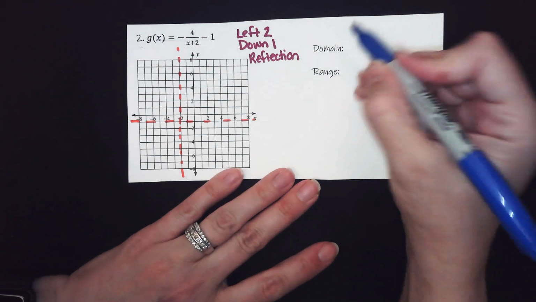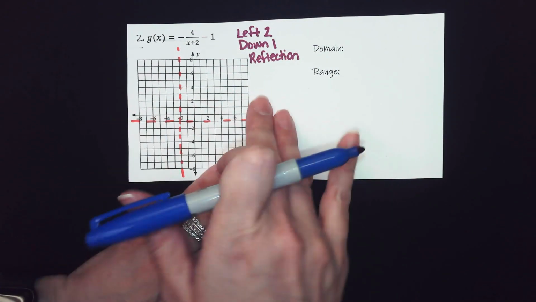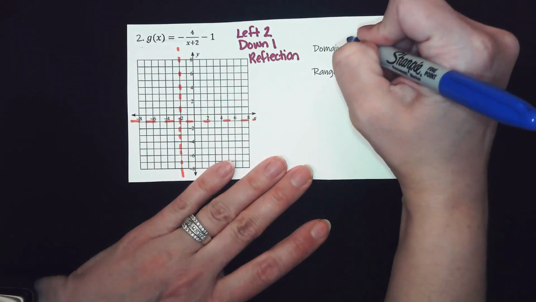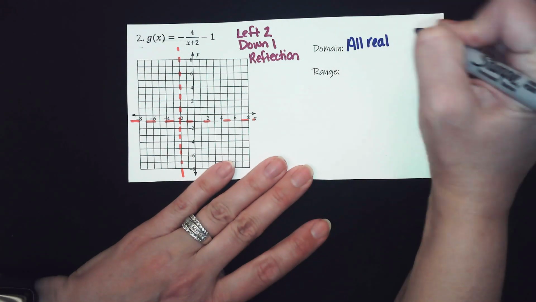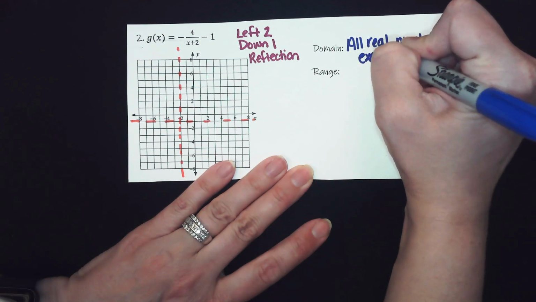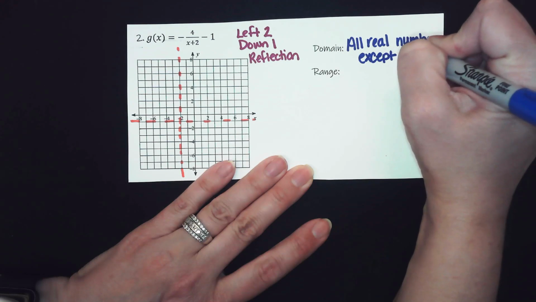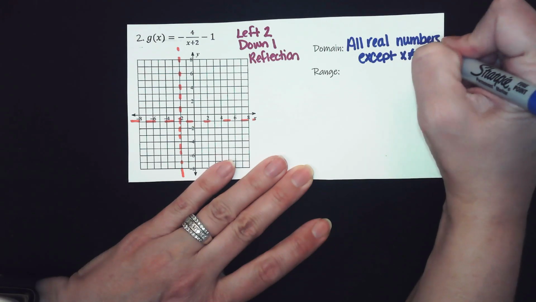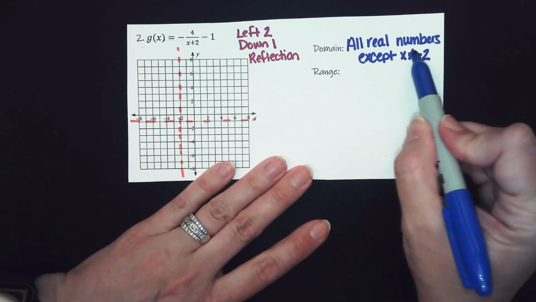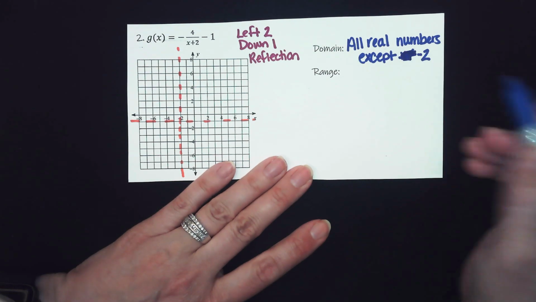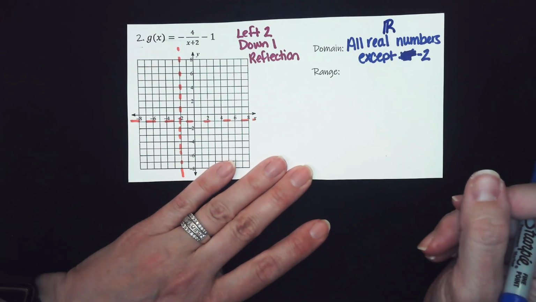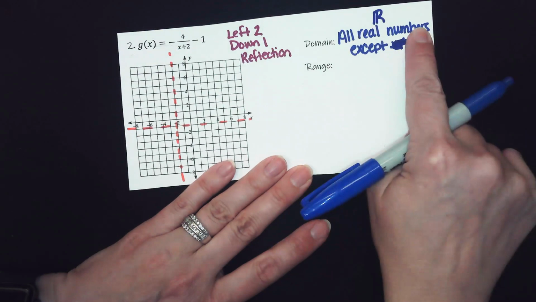So if we look at the domain, remember that's the x value, it's all the numbers except when x is negative 2. Okay, so it's all real numbers except x cannot equal negative 2. Or you could just say except negative 2, because we're just talking about x's there. You can leave that part off. Now, instead of writing out all real numbers, I am going to abbreviate and use the symbol that looks like that. Okay, so every time you see that, it means all real numbers.